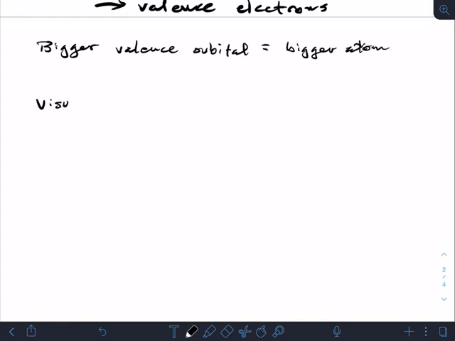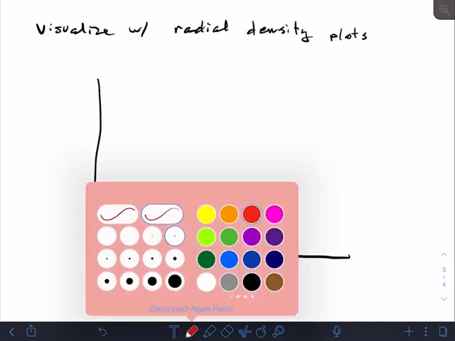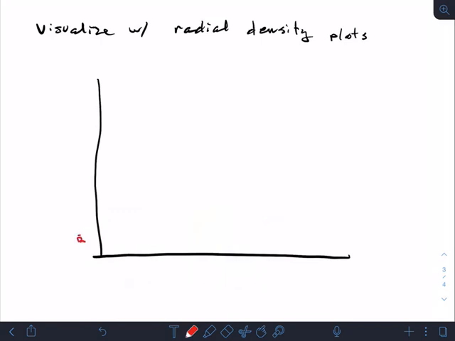So the way we go about this with using quantum theory of orbitals is that we visualize it with a radial density plot. And we sort of looked at these a little bit in the last chapter. And these are probability plots, right? So if I have a plot, and let's see, on the y-axis I have the probability of finding an electron, and on the x-axis I have distance from the nucleus.